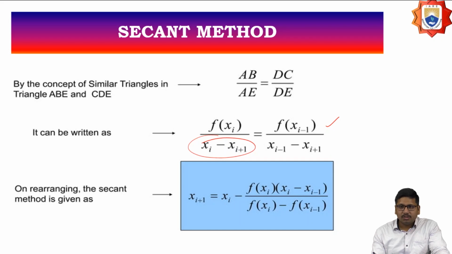So the secant method is defined as x i plus 1 equals x i minus f of x i into x i minus 1, divided by f of x i minus x i minus 1. This is the equation we have to remember to implement the secant method.